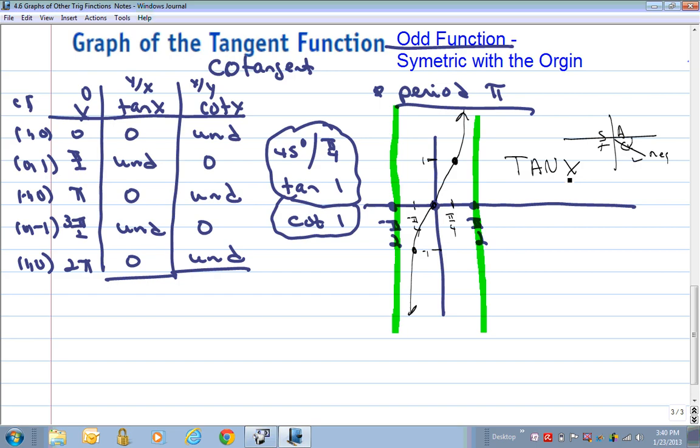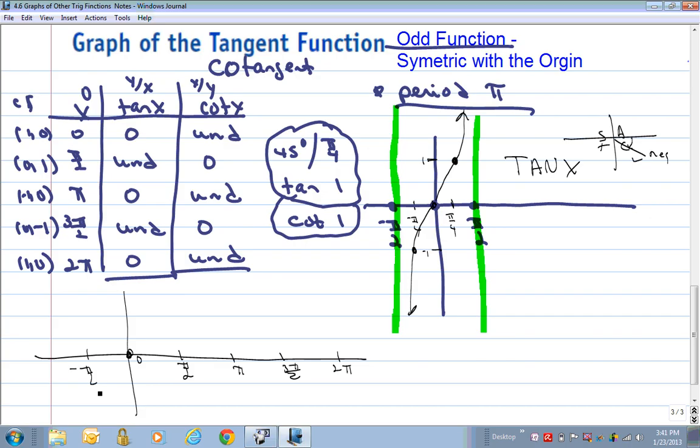Let's take a look at our cotan graph. It's going to be really similar. We're almost done. Cotan is going to be a little different in terms of where we place it along the grid in terms of our parent graph. So let's go ahead and put our values here: pi over 2, pi, 3 pi over 2, and 2 pi, and then we have negative pi over 2.